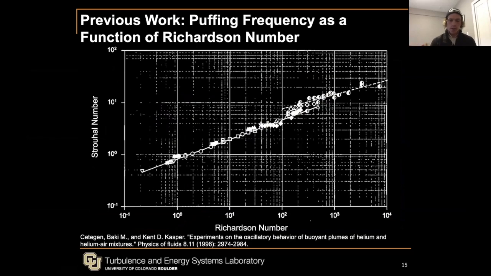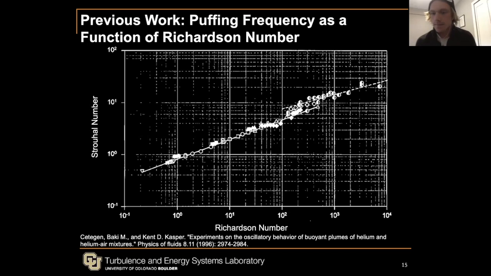The other thing, as I alluded to, is this puffing frequency. As you saw in the previous slides, there's some characteristic oscillatory pattern. Many studies look at the frequency of these oscillations. It's very easy to do because experimentally you just inject helium and you can get some sort of frequency just by measuring pressure or velocity. Simulations, we can do this very easily as well. But previously, one of the founding works for this measured the puffing frequency in terms of the Strouhal number and plotted it against Richardson number. We have that down here.